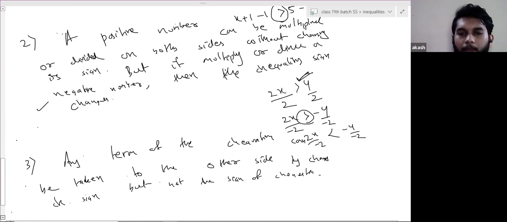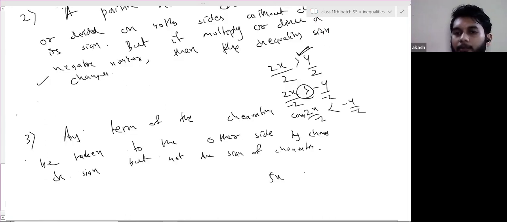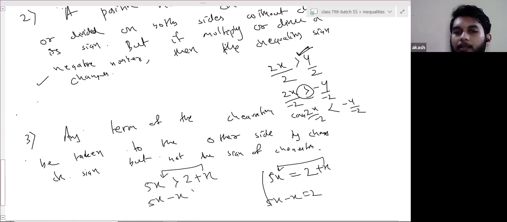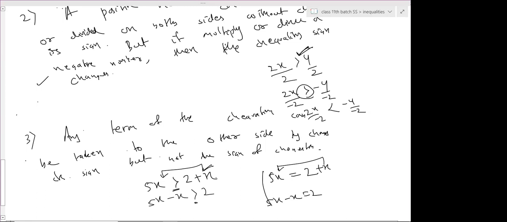Very simple. If you have 5x equals 2 plus x, you always took this x to this side and wrote 5x minus x equals 2. Same thing we can do in inequality. If you have 5x is greater than 2 plus x, this x can go to this side: 5x minus x is greater than 2. No need to change the sign of inequality, but we have to change the sign of this term. This thing is clear, Fahad? Yes. All right, note it down.